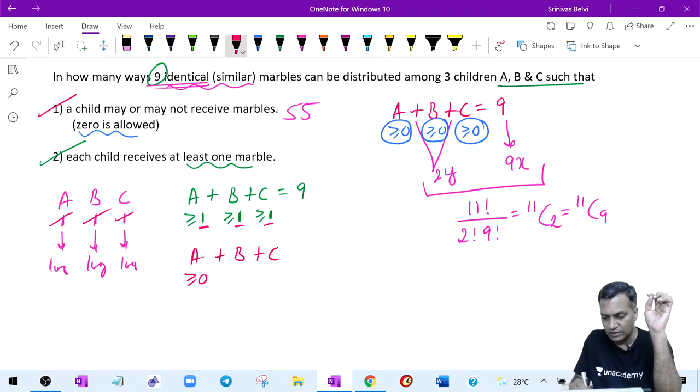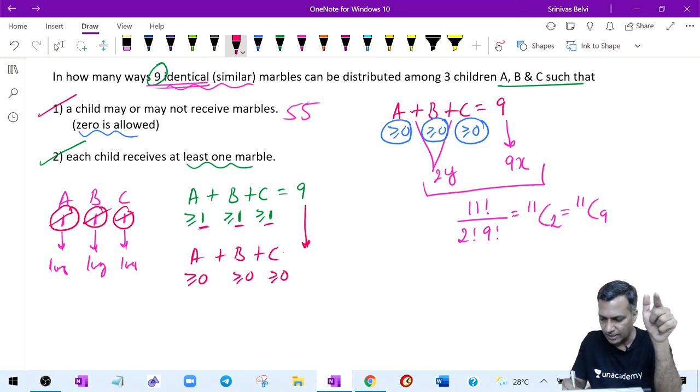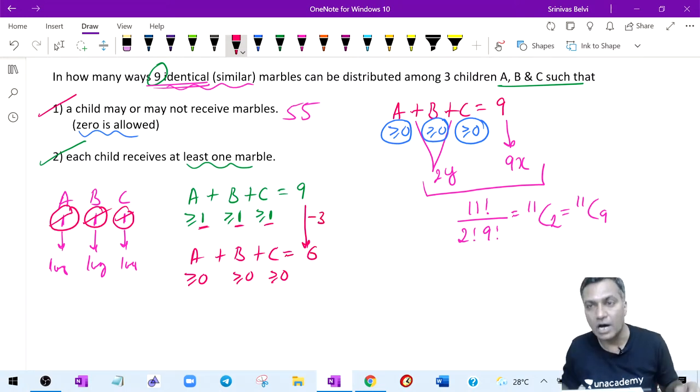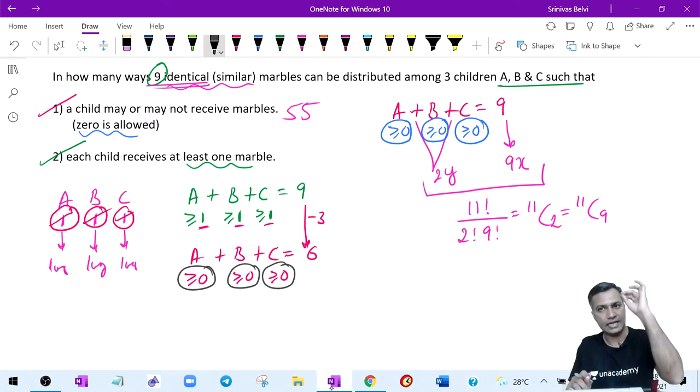Now you say that out of the remaining marbles, I can give zero. Why? Because already you gave one to each of these fellows. And hence you say that my equation got reduced to six, because I already distributed three marbles, one each. Now I brought it down to the original condition. In any question not in the original condition, give those and bring it down to the original condition.